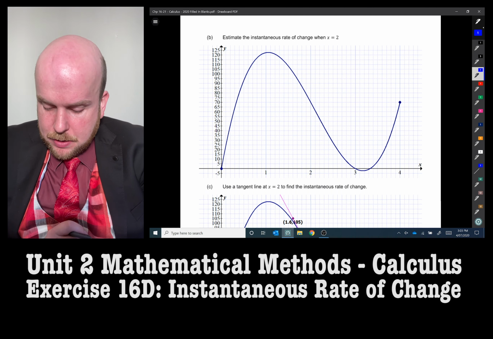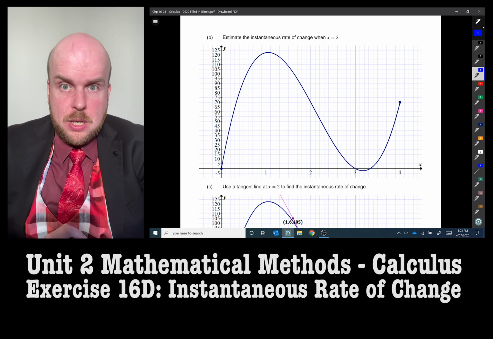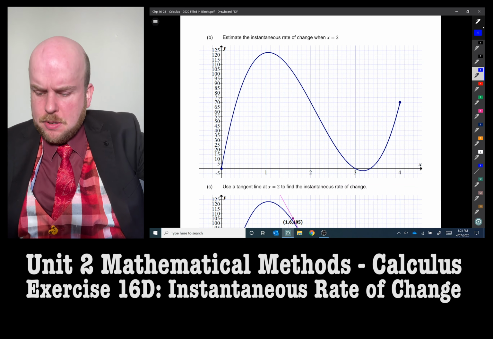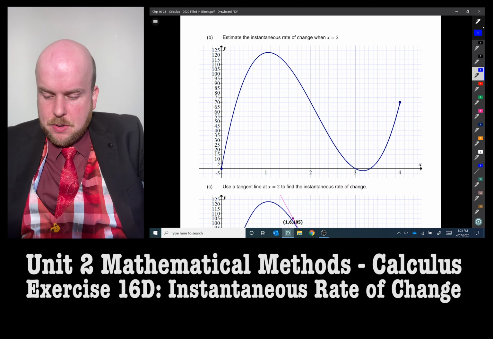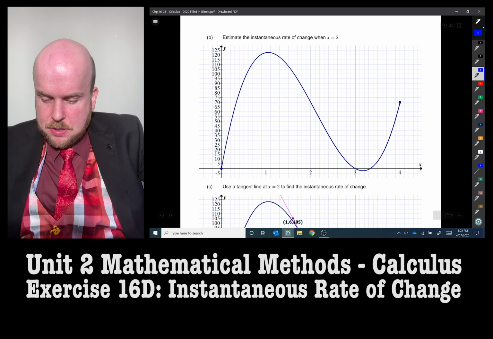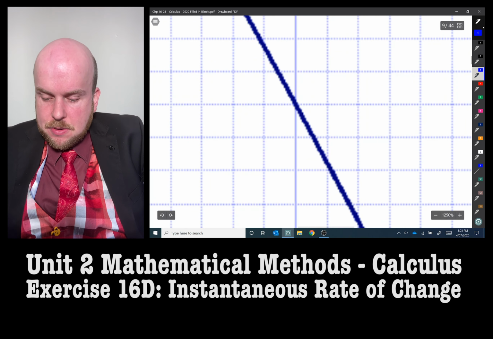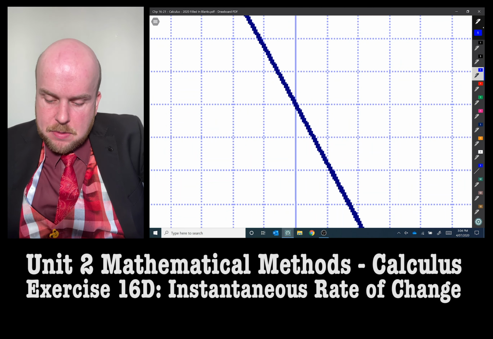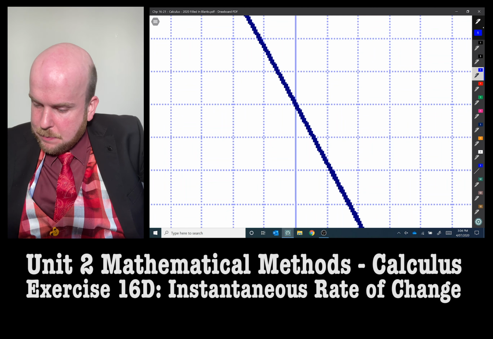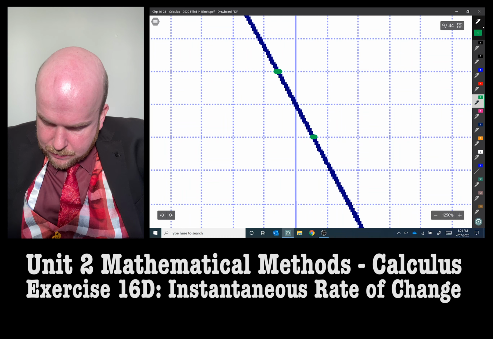Now what we're going to do is estimate the rate of change when x equals 2. So how do we estimate it? We want to find the rate of change at that point, and we can do this a number of ways. One of the ways that we could do this is to zoom in on the line and try to find the nearest possible known points. So we take a couple of points. Because I've got this lovely and zoomed in, I might hover here and hover there.